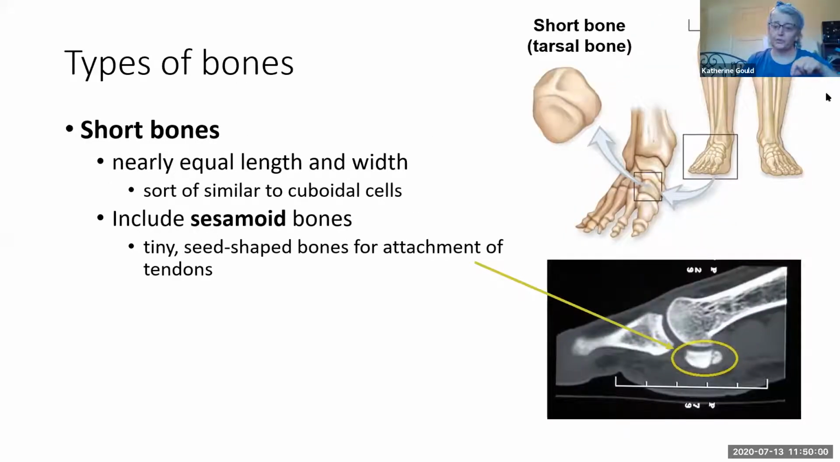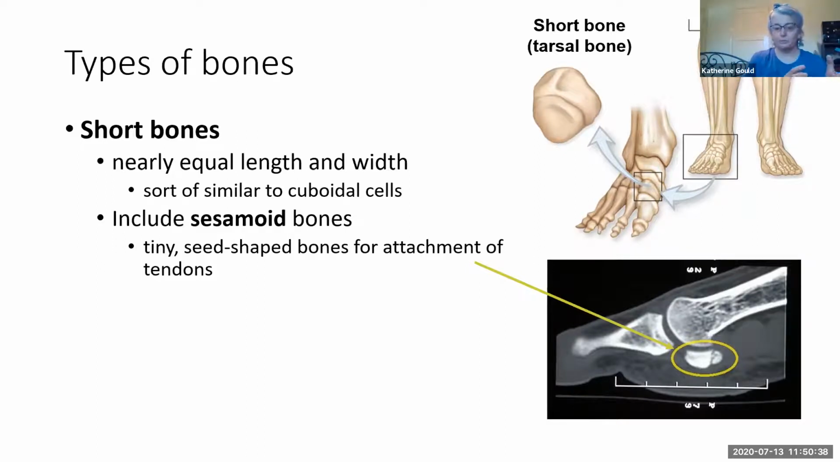Now, short bones are short. They tend to be sort of the same length and width. They're sort of little cubes with compact bone outside and a little pocket of spongy bone on the inside. They include a group of bones that we call the sesamoid bones, which are shaped kind of like little sesame seeds. You have some sesamoid bones on the bottom of your foot. You have a sesamoid bone in your hand right here. Your kneecaps, your patella, are actually really big sesamoid bones.